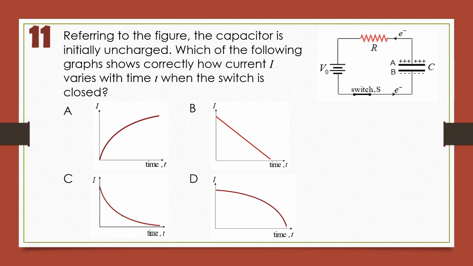For question number 11, referring to the figure, the capacitor is initially uncharged. Which of the following graphs shows correctly how current varies with time when the switch is closed? Okay, just now we discussed that during the charging or discharging process, the current is decreasing. So the best graph to represent the situation is graph C. Okay?